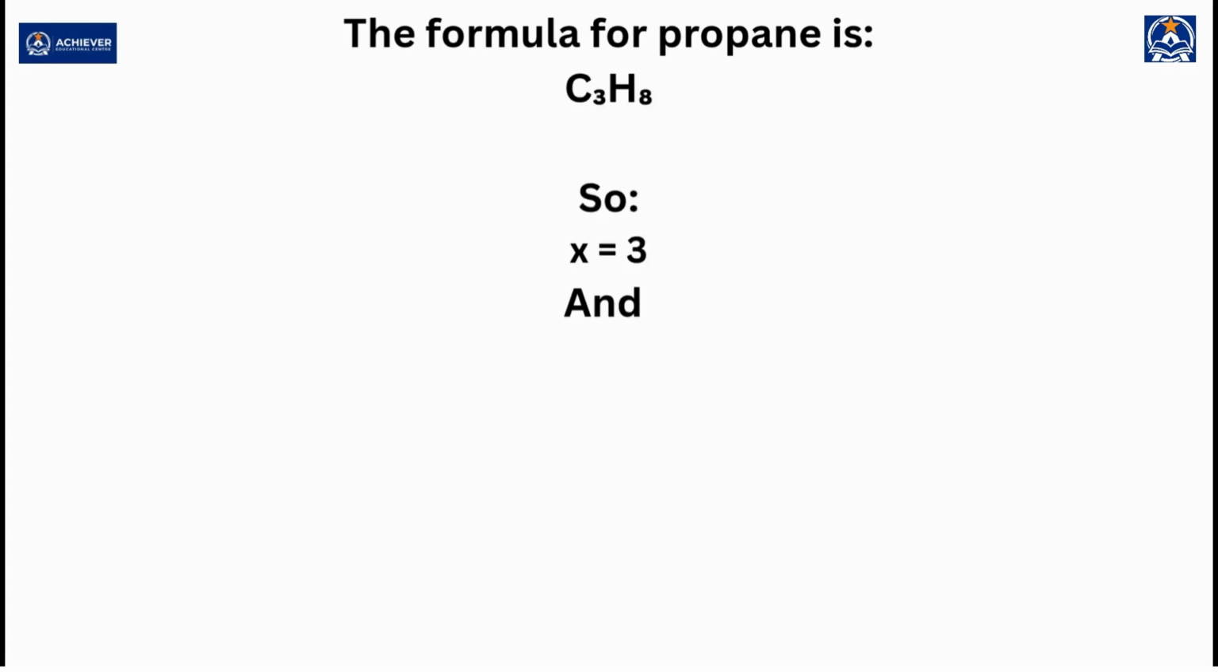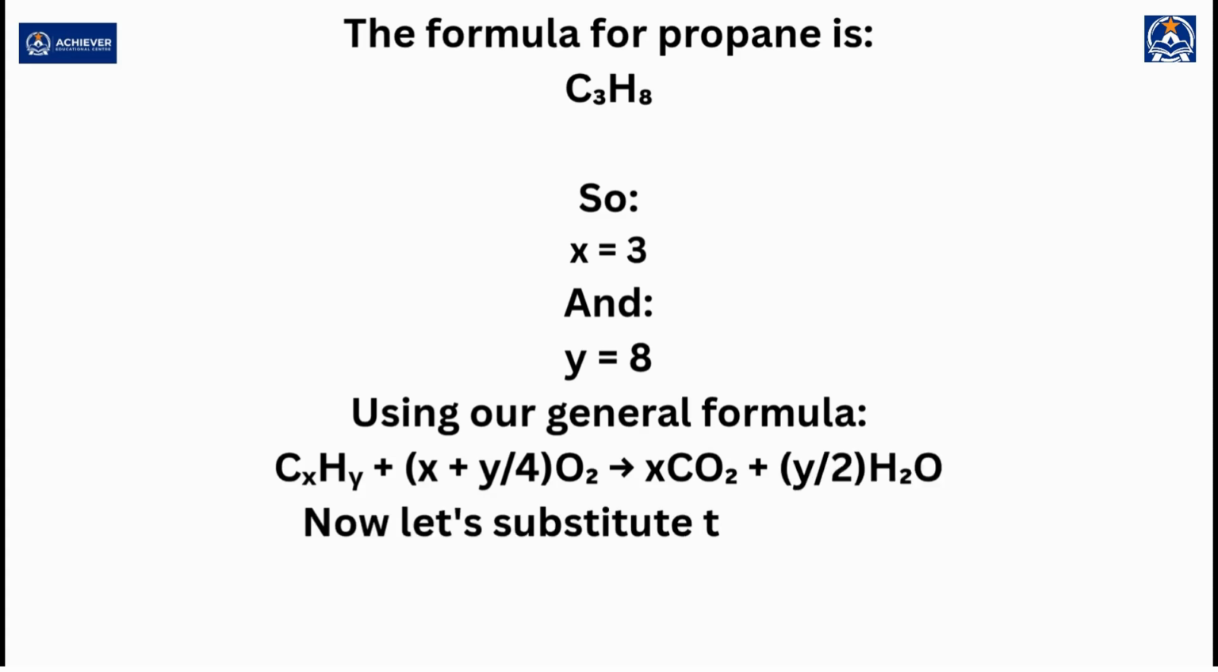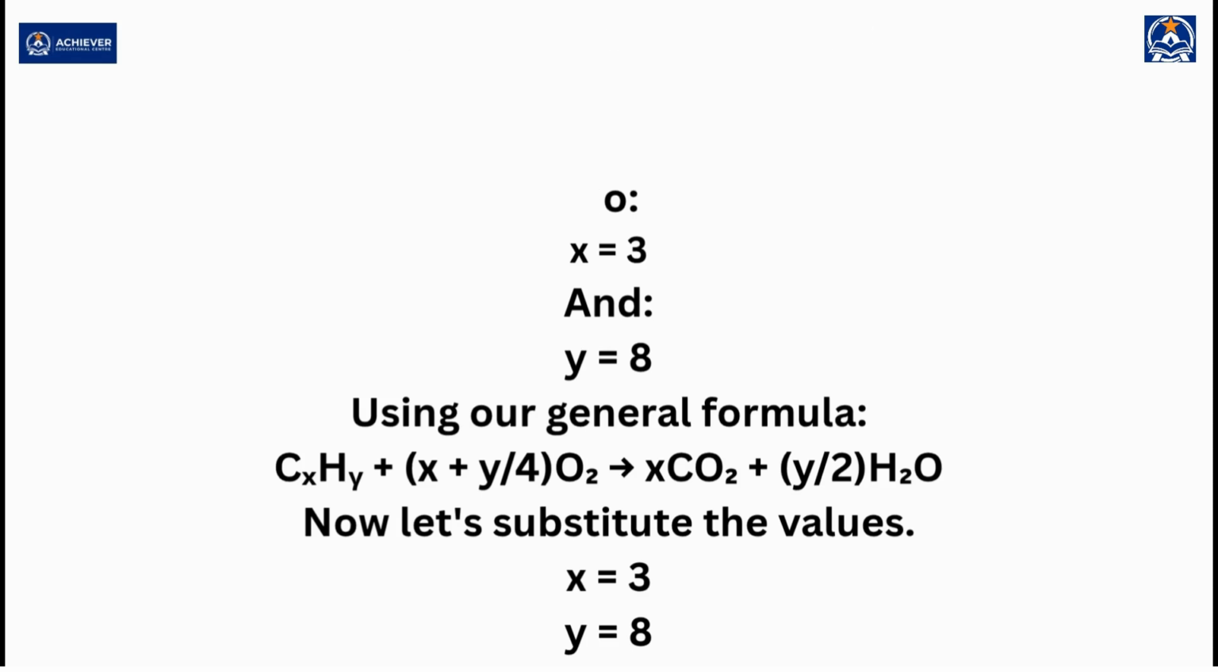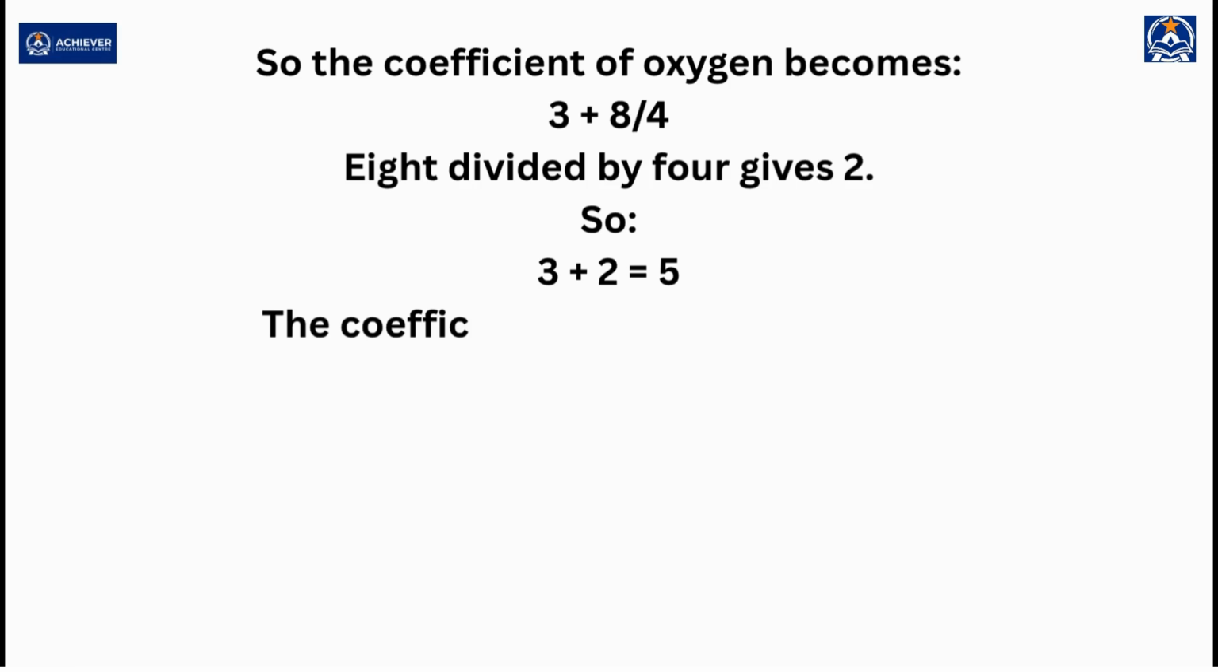Another example is that of propane. The formula for propane is C3H8. So, x equals 3. y equals 8. Using our formula, CxHy plus (x plus y over 4)O2 gives xCO2 plus (y over 2)H2O. Now substitute the values. x is 3. y is 8. So the oxygen coefficient becomes 3 plus 8 over 4. 8 divided by 4 is 2. 3 plus 2 gives 5.